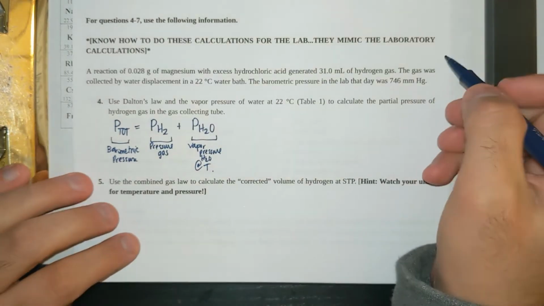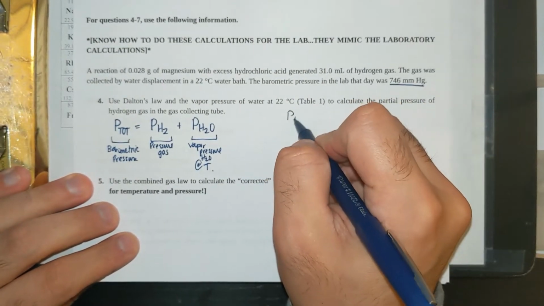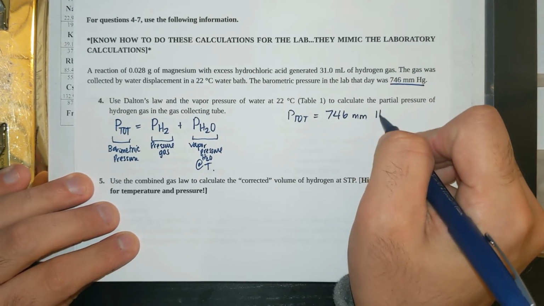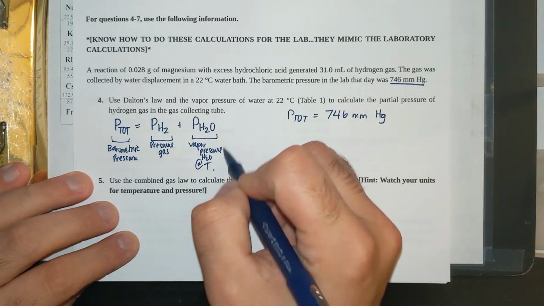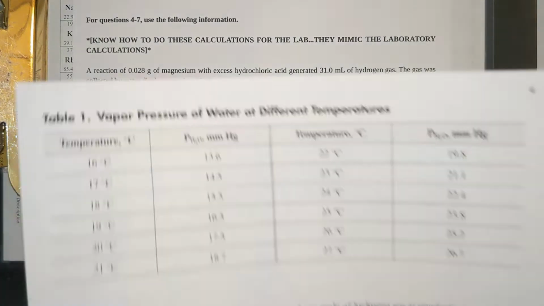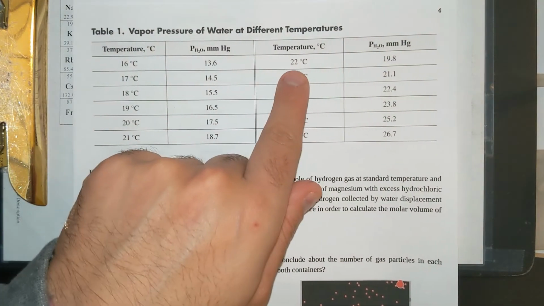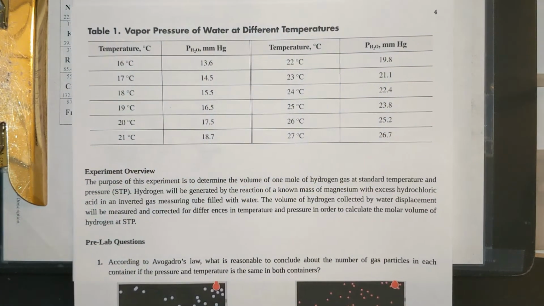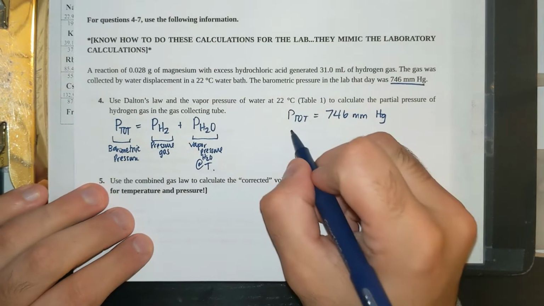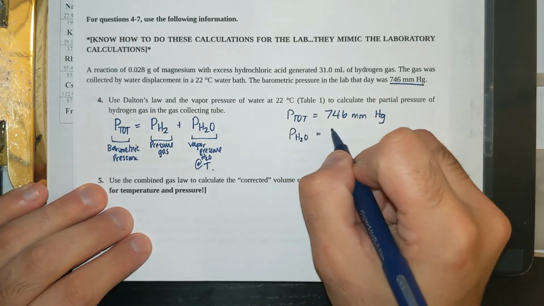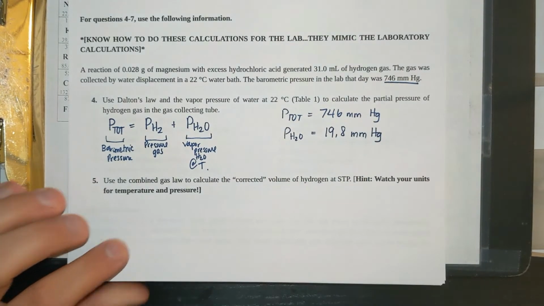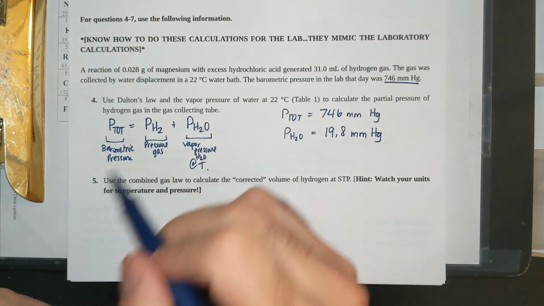Now, it already told us in the problem that the total pressure, P total, is equal to 746 millimeters of mercury. To look up the pressure of water, you're going to have to go to page 4 of this lab report and see, okay, it says it was 22 degrees Celsius, so the vapor pressure of water is 19.8 millimeters of mercury. So P of H2O is equal to 19.8 millimeters of mercury. I'm going to leave the rest up to you to solve for P of H2.